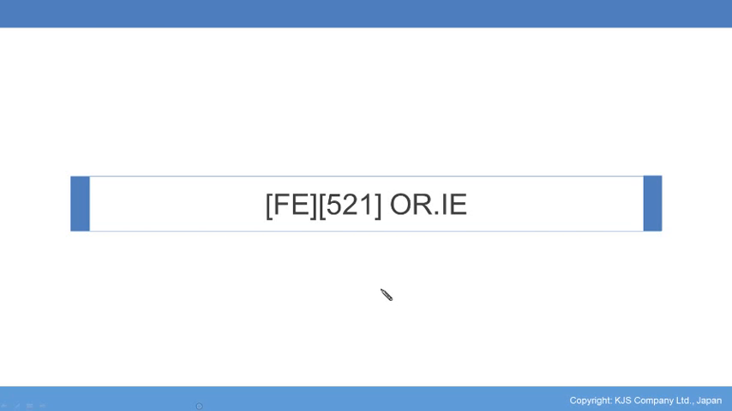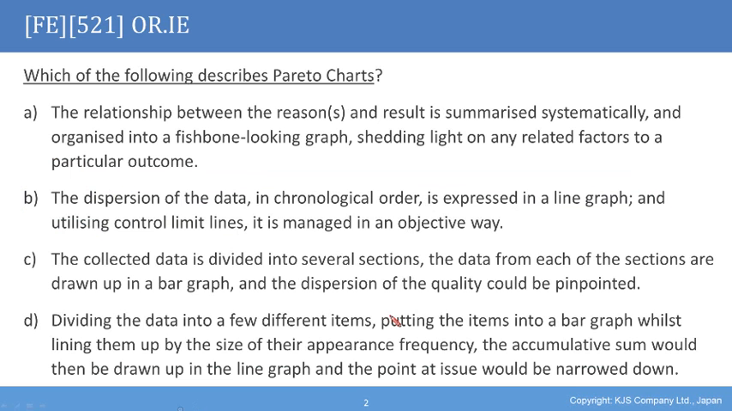OR.IE. Which of the following describes Pareto charts? A. The relationship between the reason and the result is summarized systematically and organized into a fishbone-looking graph, shedding light on any related factors to a particular outcome.